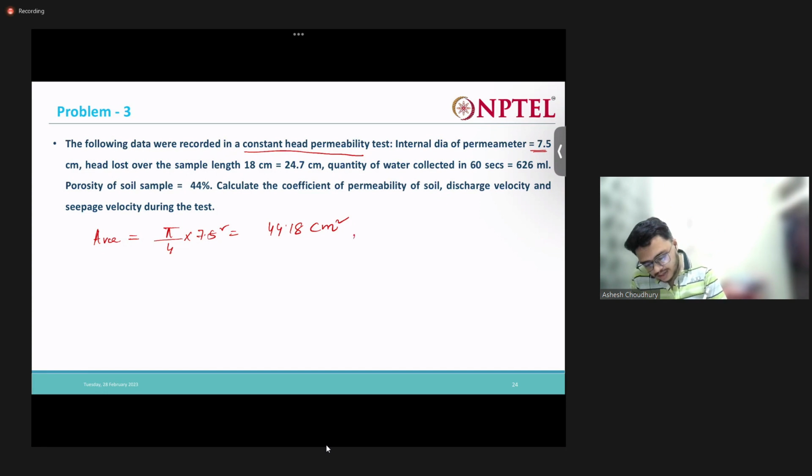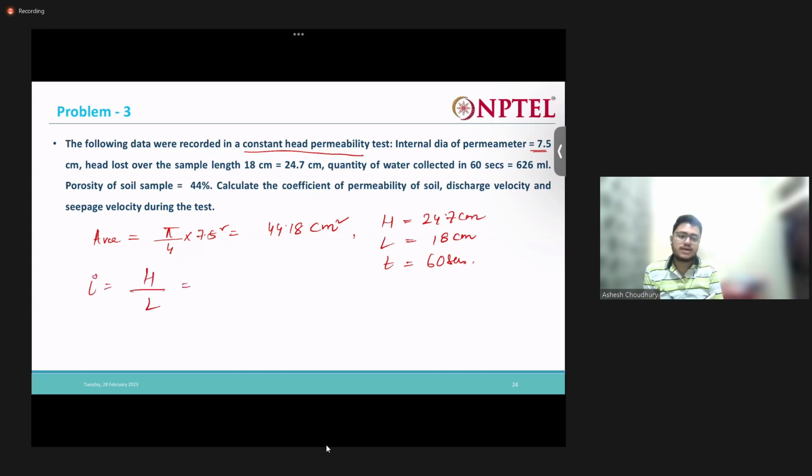Now the total head lost is 24.7 centimeter. The length over which the head loss is occurring is 18 centimeter, and the time t is given as 60 seconds. Now the hydraulic gradient I can find from h by l, so 24.7 by 18. The hydraulic gradient is nothing but 1.372.